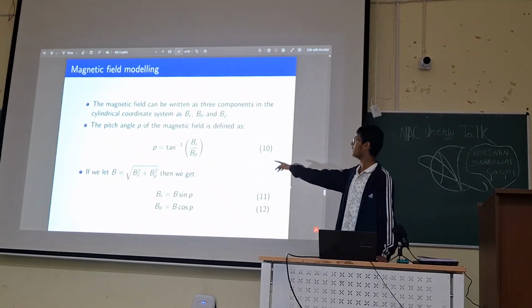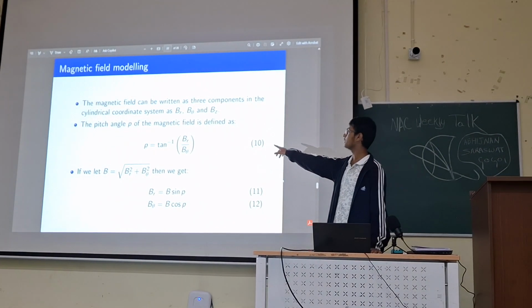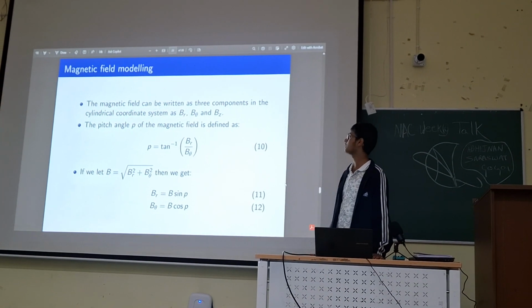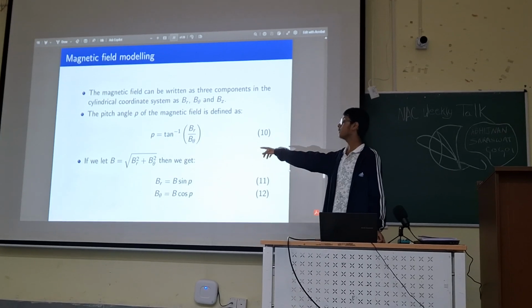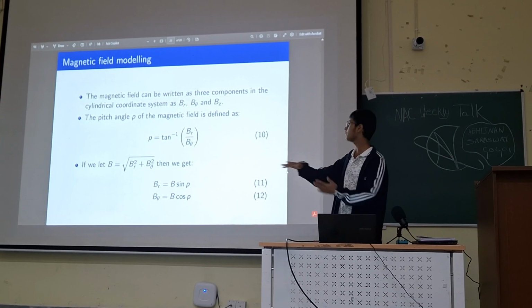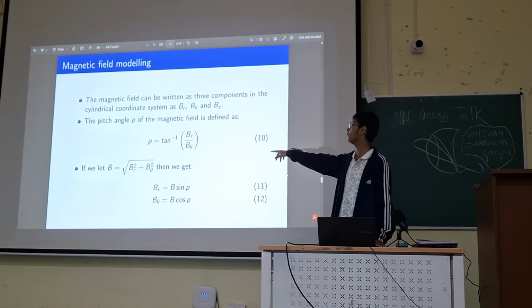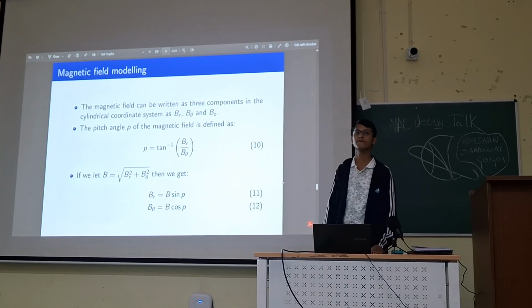We define the pitch angle of the magnetic field as the tan inverse of B_r by B_theta. And we define B, which is the strength of the magnetic field in the plane. So B is the square root of B_r squared plus B_theta squared.